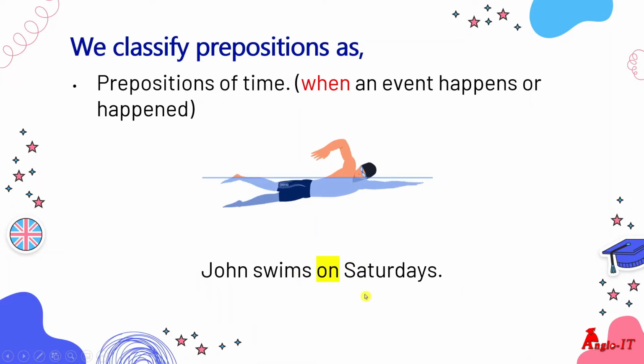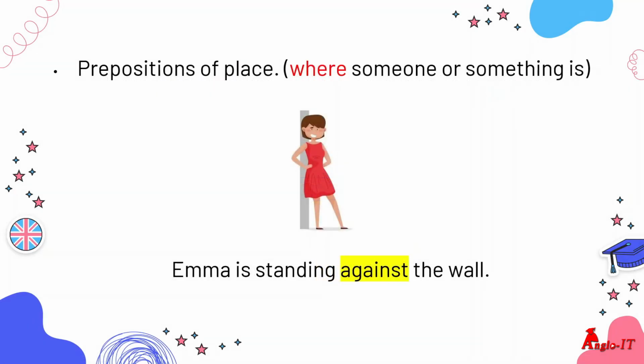Next, prepositions of place. These prepositions are used to show where someone or something is.